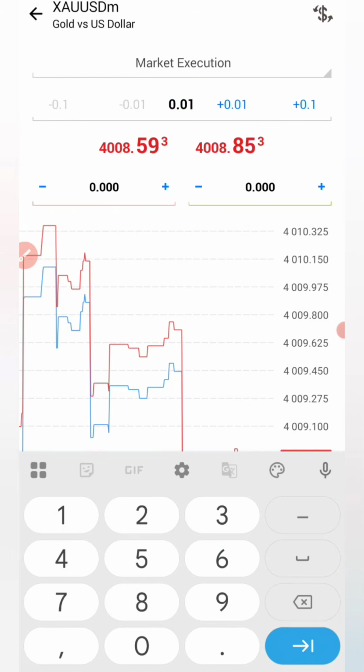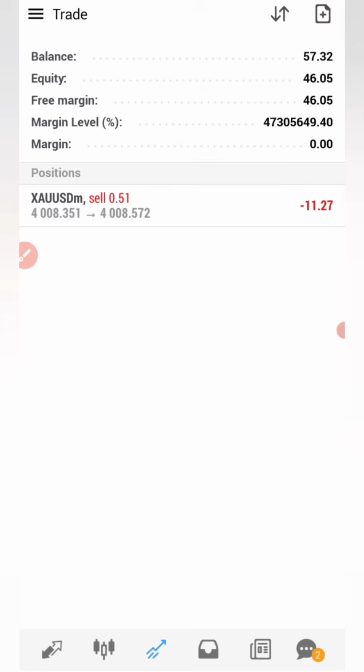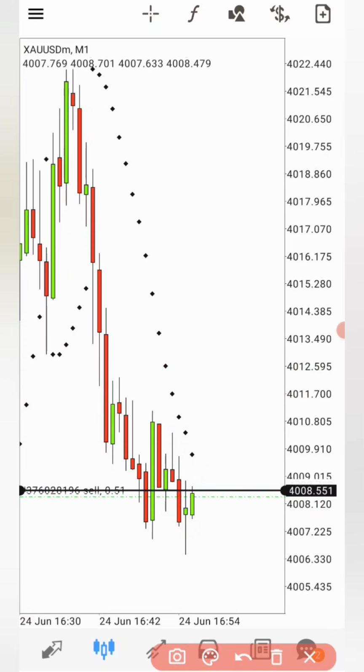Now let's continue to grow our $5 account. Right now we're going to enter another sell trade right here. The reason we're entering this sell trade is that we have a new green candle while gold is going down. Gold rejected this green candle on this first candle, and now it's back again, which is why I entered this sell trade exactly right here, and we're waiting for gold to push down.